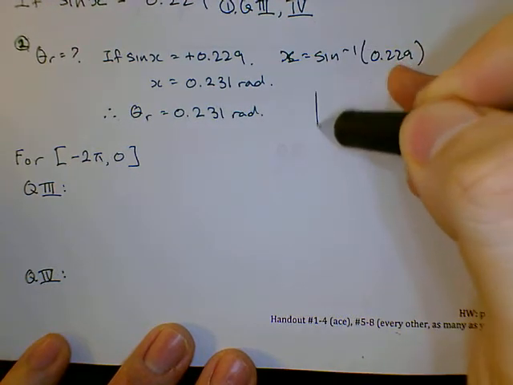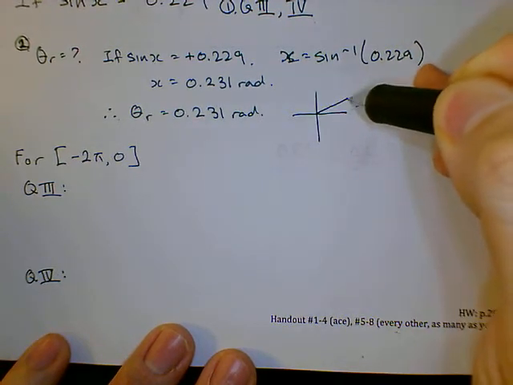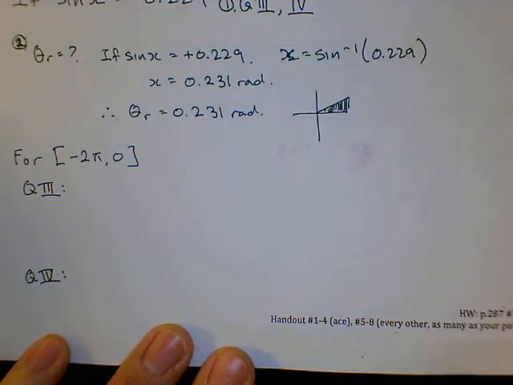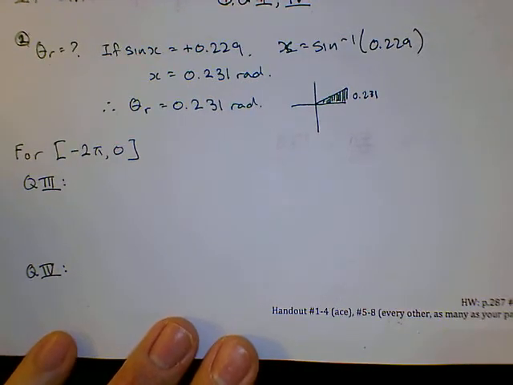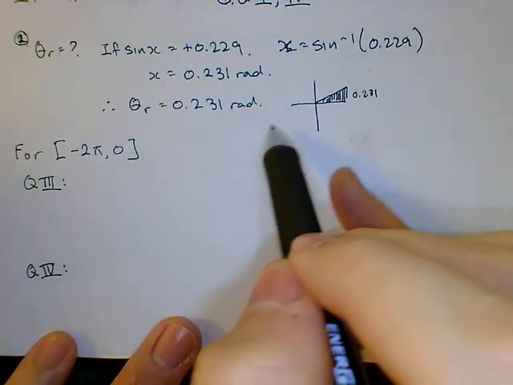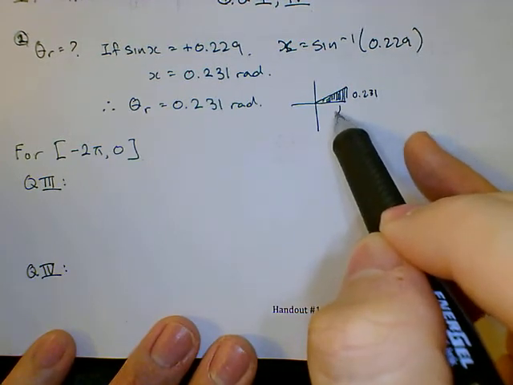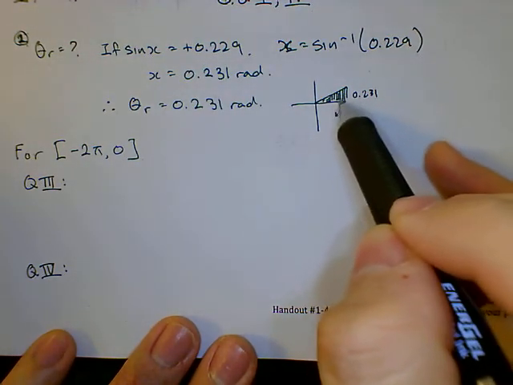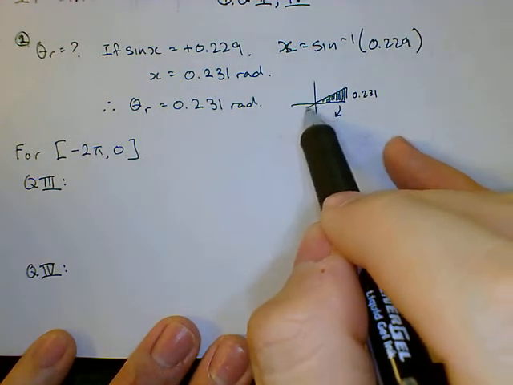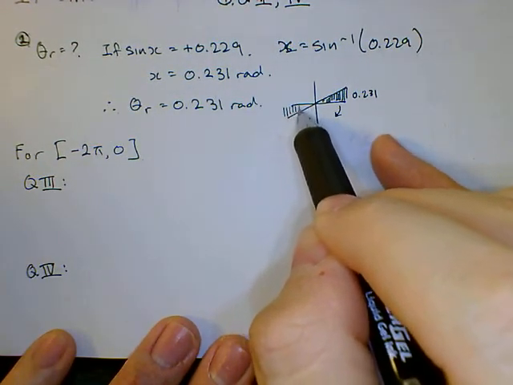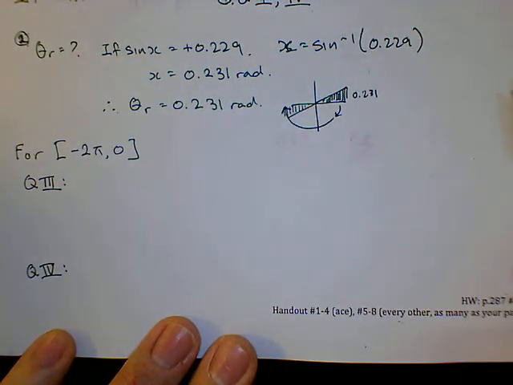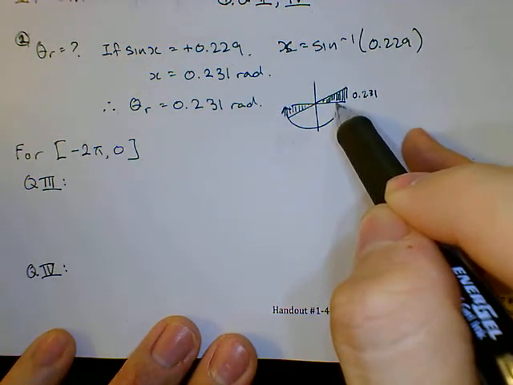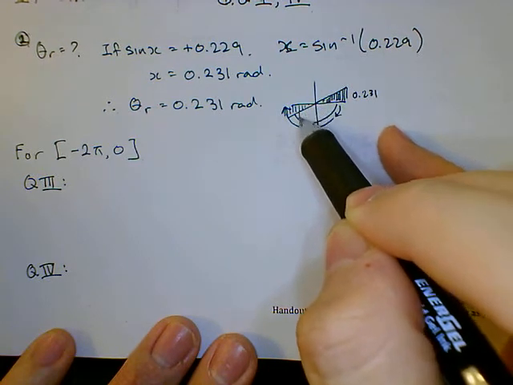Remember, everyone? That angle is 0.231 radians. If I'm going in the opposite direction, how will I get the same triangle in quadrant 3? In other words, how do I represent that triangle going in this direction? Pi minus, yep. And if you do so, you will get that portion.